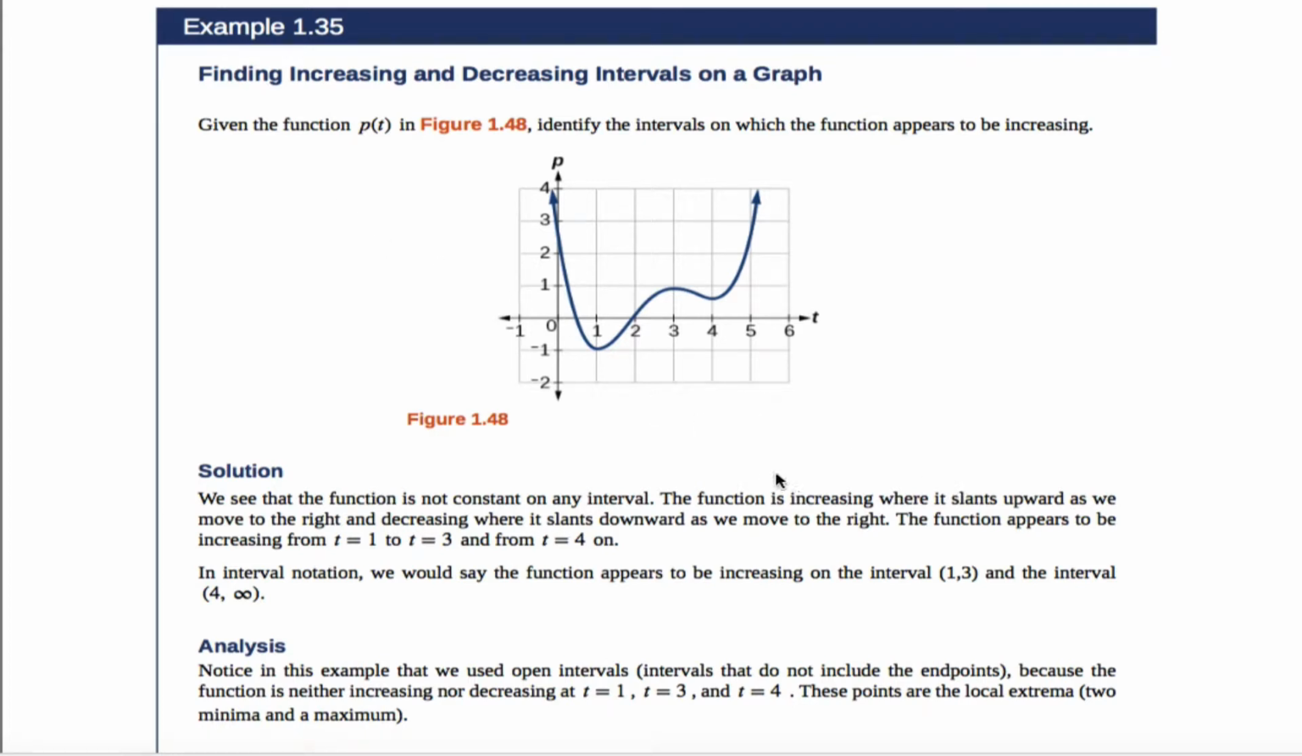All right, here's example 1.35 from PreCalculus in the OpenStax text. We're getting to the second topic from this section. The first topic was average rate of change, and the second is more on the behavior of graphs, so things like increasing, decreasing, constant. What else do we talk about? Local maximum, local minimum. Anyways, this specific problem asks you to determine where this function is increasing.